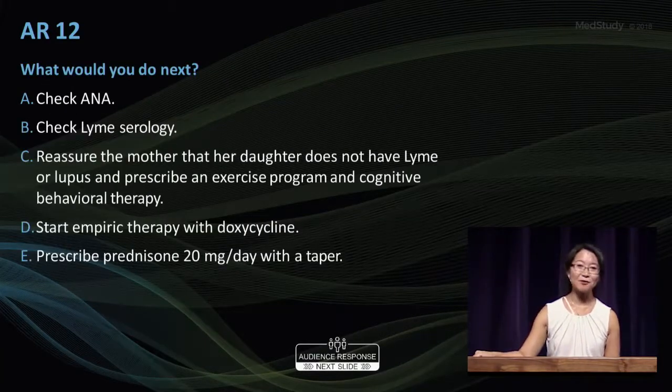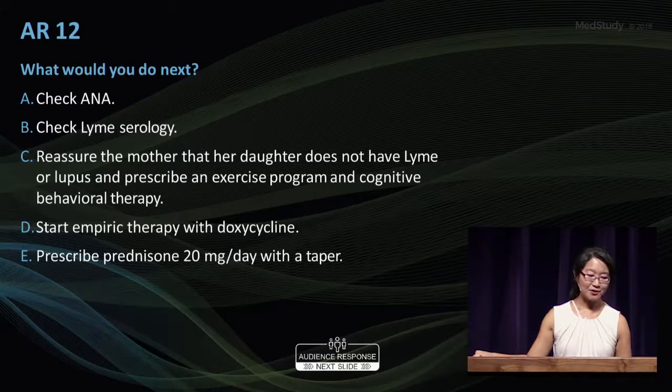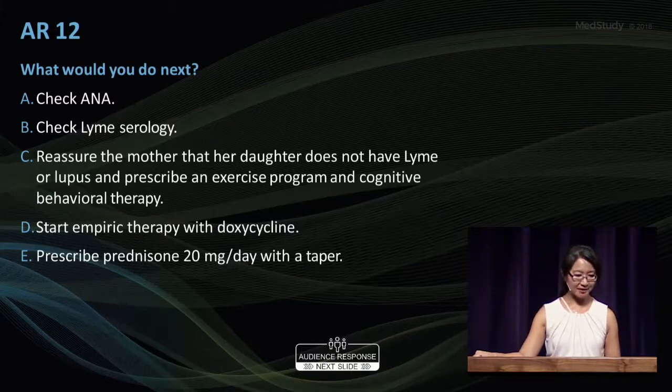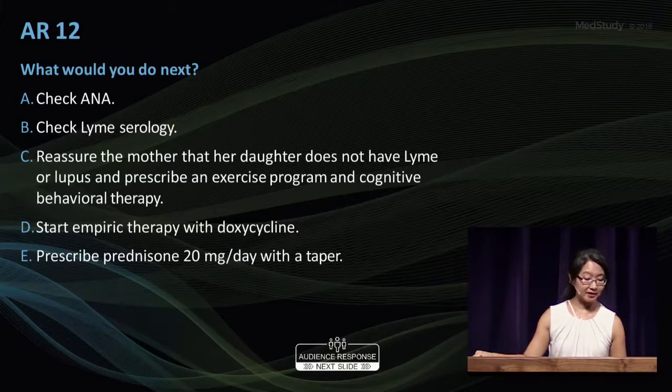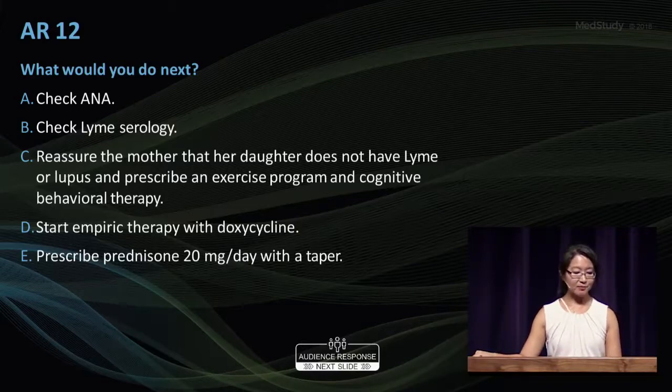Okay? So what would you do next? Would you check an ANA? Would you check Lyme serology just so that mom will be happy and leave you alone? Do you reassure the mother that her daughter does not have Lyme and lupus and prescribe exercise and cognitive behavioral therapy? Do you go ahead and just treat her for Lyme disease with doxycycline? Or do you go ahead and prescribe prednisone 20 milligrams per day because this patient has lupus?